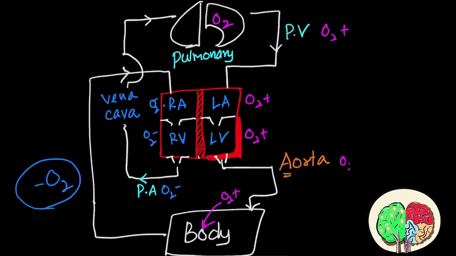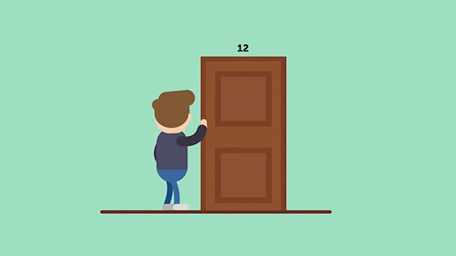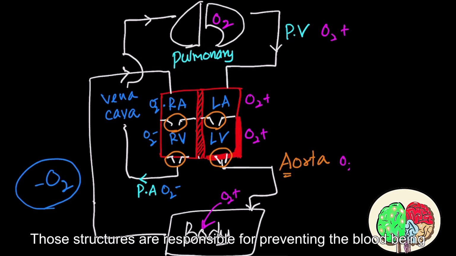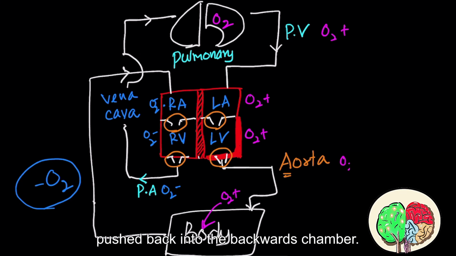But that is not the complete picture of how the heart works, right? The complete picture needs the door system, or in other words, the valves. Yes, we need to introduce the valves. In this picture, you can clearly see that I drew some peculiar structures right here and here. Those structures are responsible for preventing the blood from being pushed back into the backward chambers.